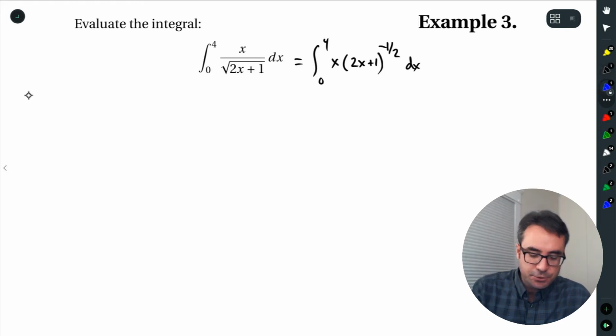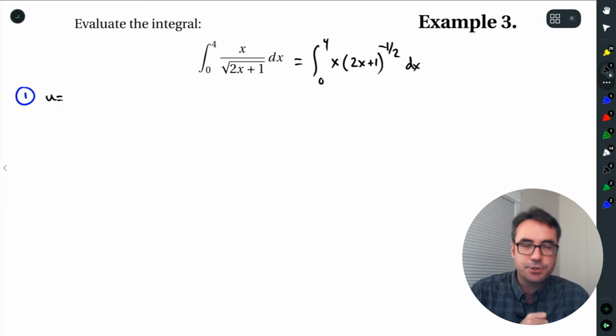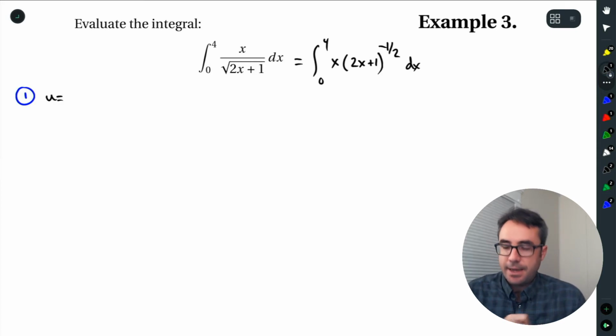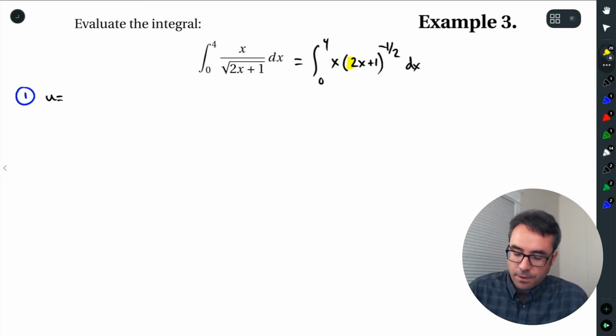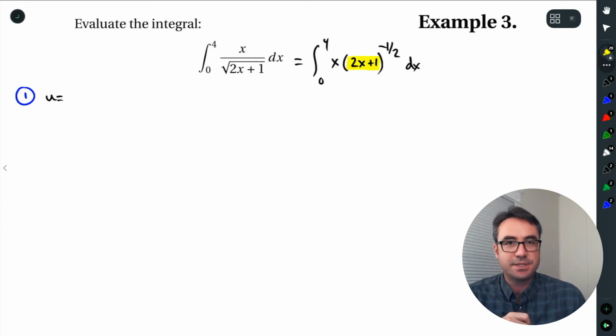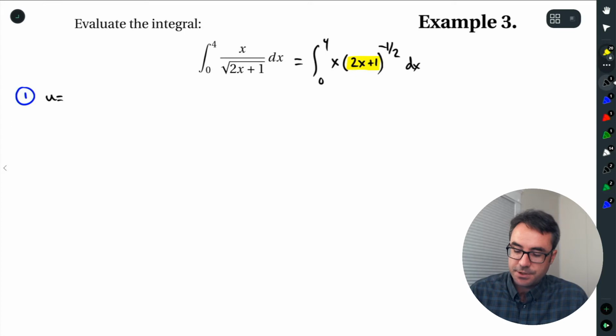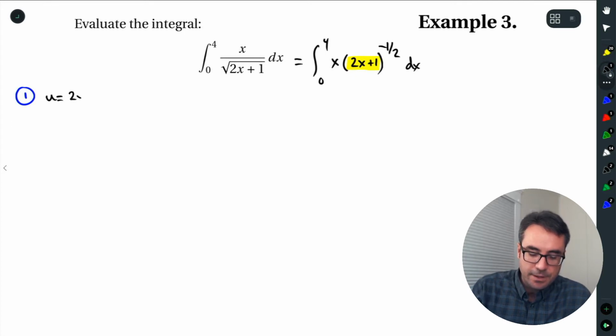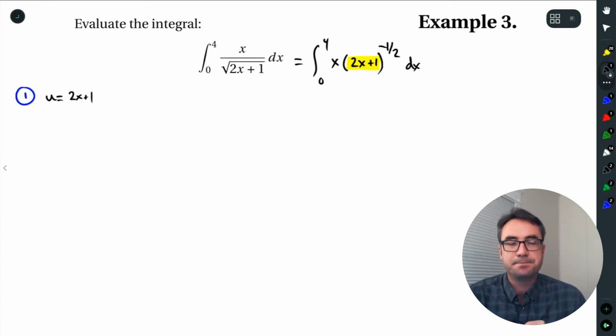So for substitution rule, our first step is to make a choice for u. And so we're looking for an inner function, essentially. We're looking for what's inside the parentheses. That's going to be our choice for u. So we're going to let u equal 2x plus 1. All right, so that's the hard part, just looking at this function and being able to identify or choose u.